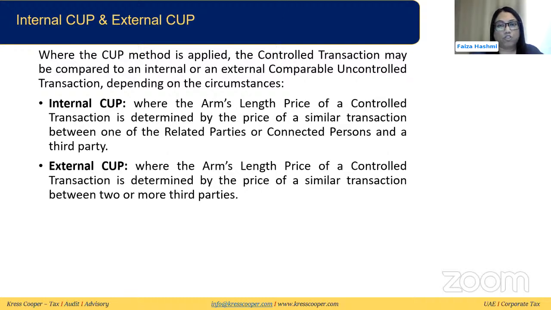But it might be the case that you do not have a third party to whom the same goods are being sold that you are selling to the related party. Then you need to look for an external CUP, which means you need to look at a similar transaction being done between third parties, meaning a different supplier might be selling the same kind of goods or giving the same kind of service. Then you need to get this external CUP information to do the price adjustment.